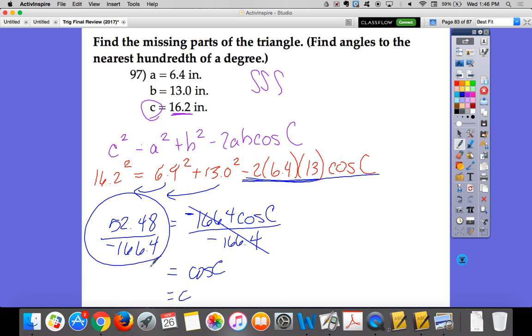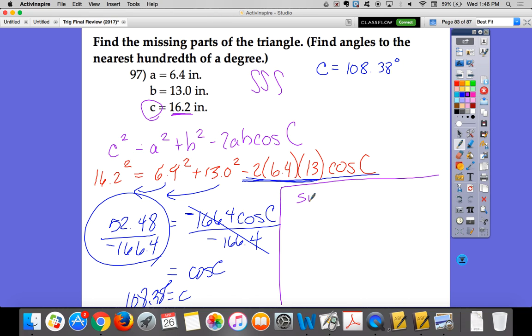There's no sense rewriting it. So 52.48 divided by negative 166.4. That goes straight to 108.38 degrees, because it did say nearest hundredth, right? Okay. So thank the Lord, this thing is obtuse, so I don't have to worry about the ambiguous case. I can go straight into the law of sines, and it's going to work out beautifully.